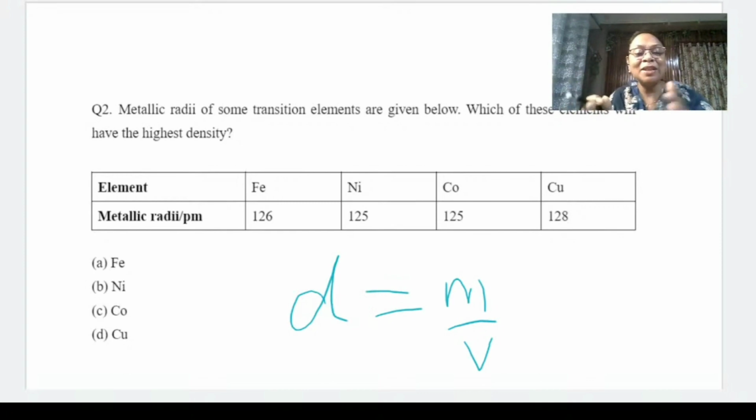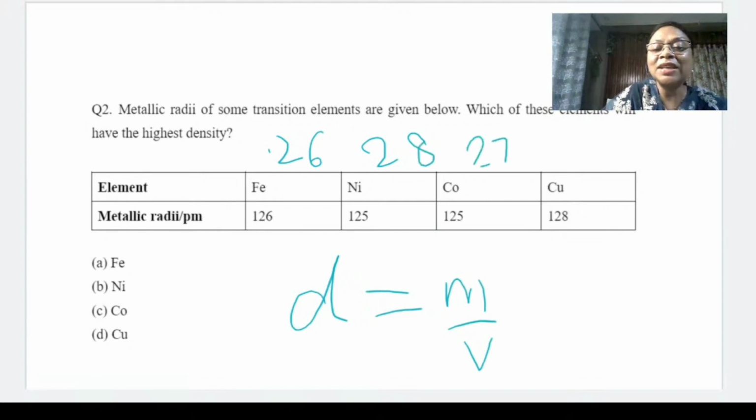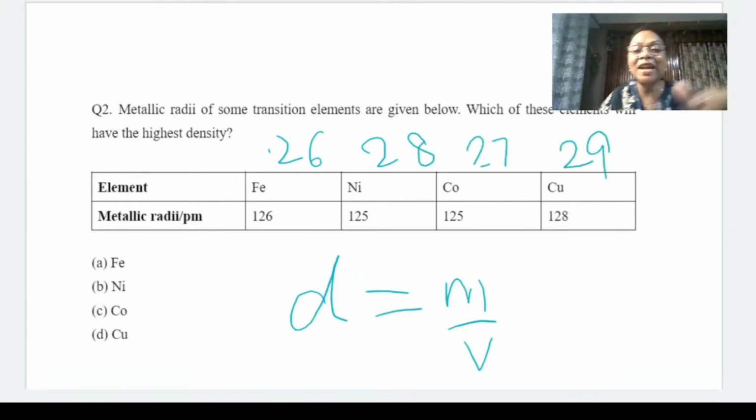So I hope you are familiar with the atomic numbers. Yes, atomic number of iron is 26, nickel is 28, cobalt is 27, and copper is 29. So 29 protons for copper. So is copper the answer? Yes, it is. Come on. Correctly done. Next.